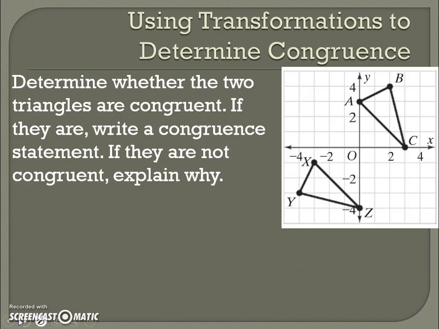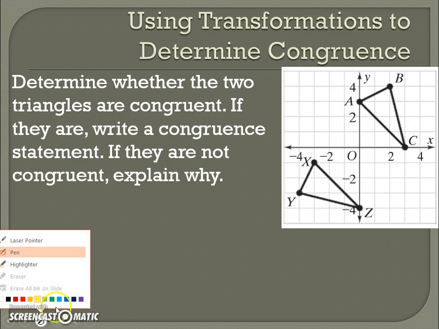Okay, so using transformations to determine congruence. It says determine whether the two triangles are congruent. If they are, write a congruence statement. If they are not congruent, explain why. So we need to think to ourselves, well, how can I get from this to this? Is there any particular way I could do that? So the first thing that I need to recognize is that they are on opposite sides of the y-axis. So let's go ahead and get this figure over on this other side.